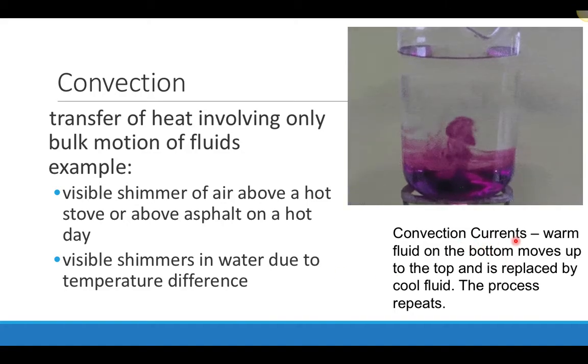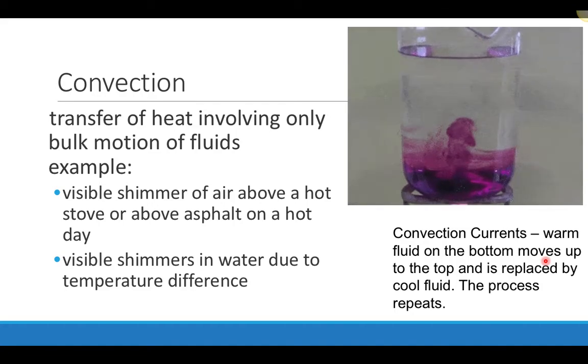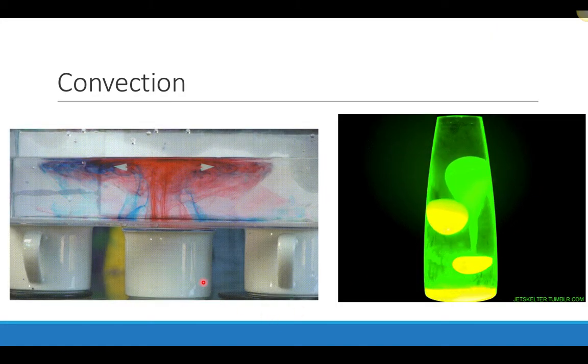These are called convection currents. In convection, when the energy is transferred by the bulk movement of the fluid, it is transferred by currents, and these are called convection currents. In general, warm fluid on the bottom moves up and is replaced by cooler fluid. When this goes up, cooler fluid replaces it, that heats up, and then the process just continues to repeat itself. So here are some other pictures.